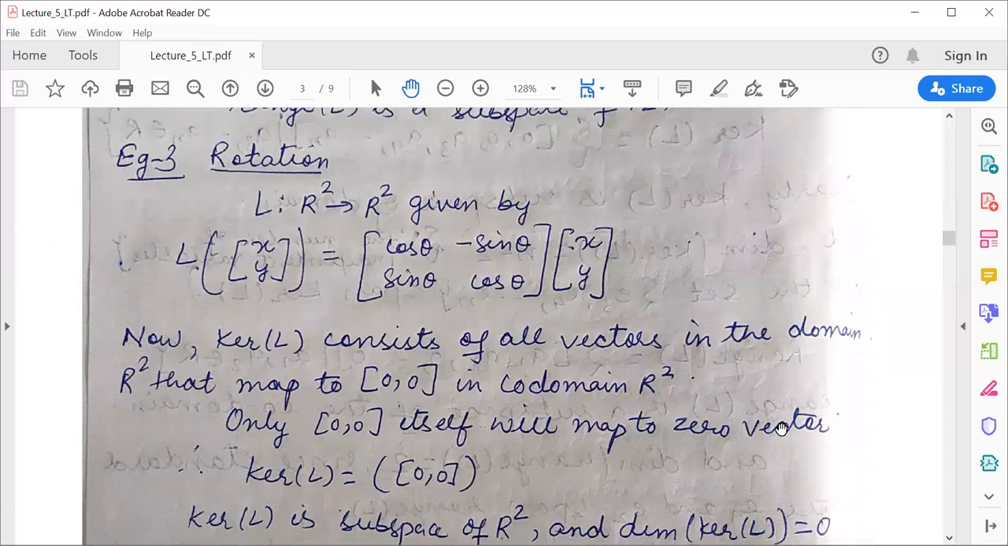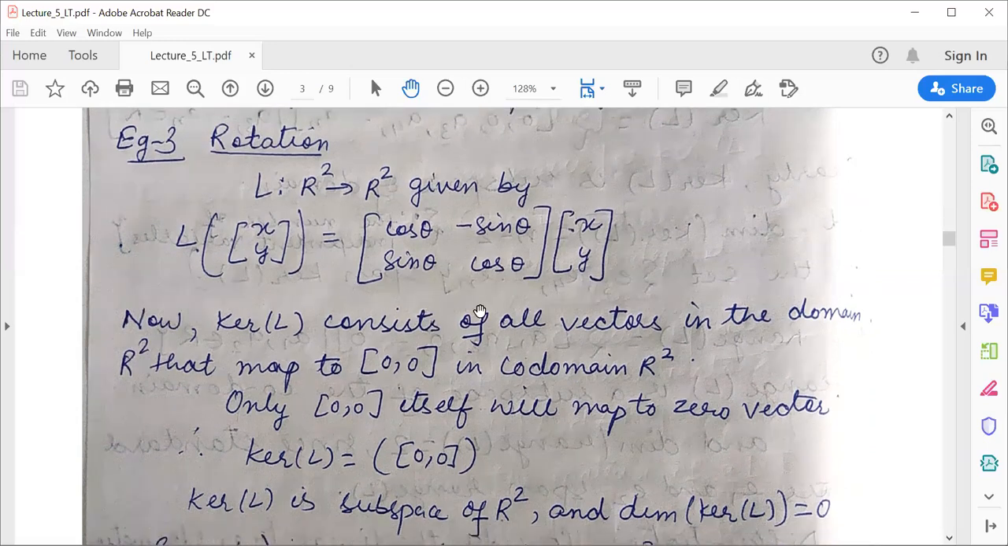Next example is rotation. We have already discussed the types of this linear transformation in lecture number 1. So this is an example of a rotation linear transformation, and the kernel will consist of all the vectors which are mapped to the 0 vector. Under this transformation, we know that the image will be 0 when the vector xy itself is 0. That means only 0, 0 itself will map to the 0 vector. There is no other vector which will map to 0.